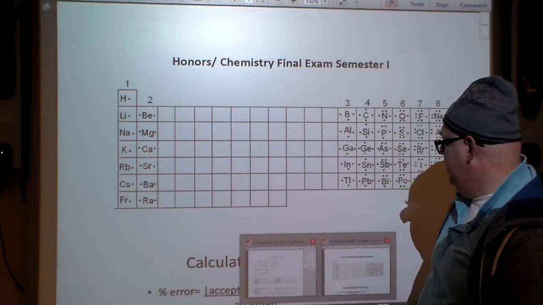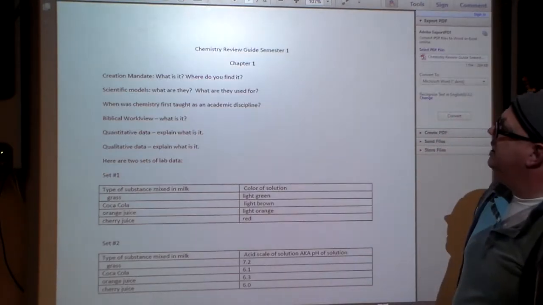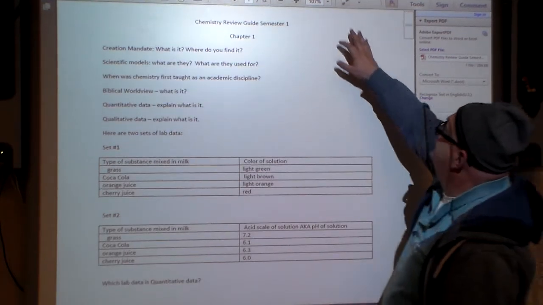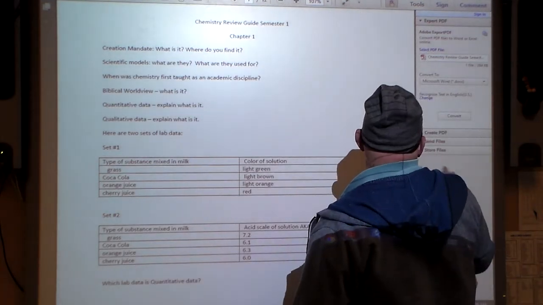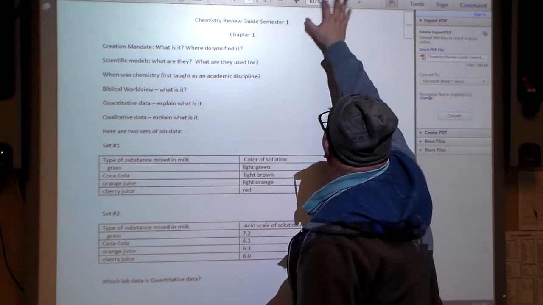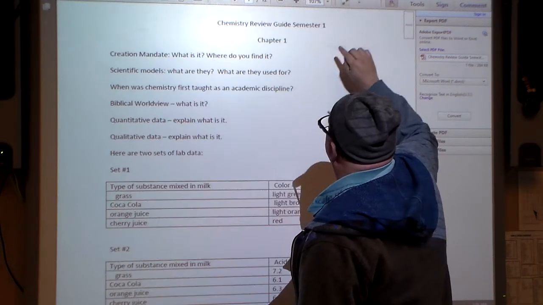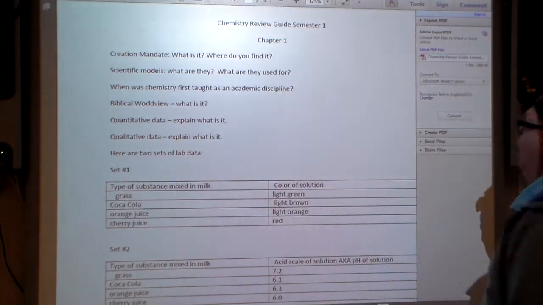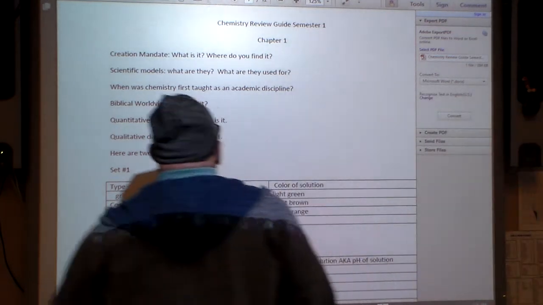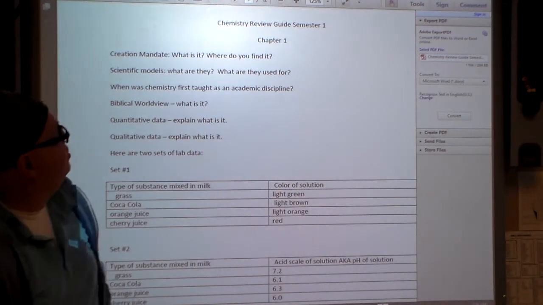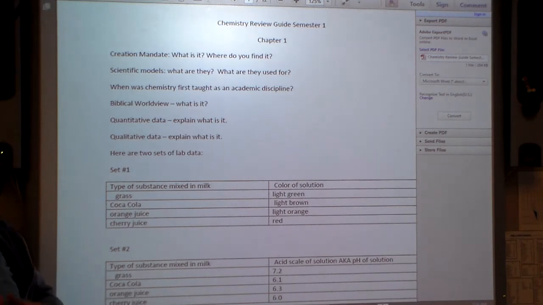So let's go ahead and spend our time taking a look at the chapters as we are moving onward with this. Okay, let's go with 125%. All right. So we talked about the idea of chapter 1, creation mandate. What is it? Where do you find it? Okay, think. What is it God wants man to do? Where would you find that in the Bible?